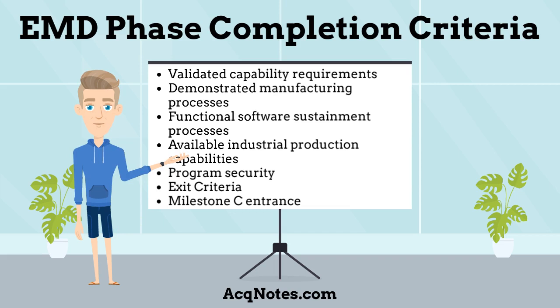The following are criteria to determine if a program can continue into the production and deployment phase. Validated capability requirements, demonstrated manufacturing processes, functional software sustainment processes, available industrial production capabilities, program security. And finally, the program has met all exit criteria and Milestone C entrance criteria defined by the Milestone Decision Authority.